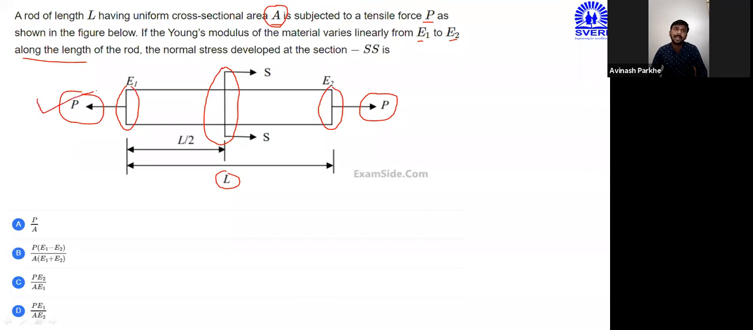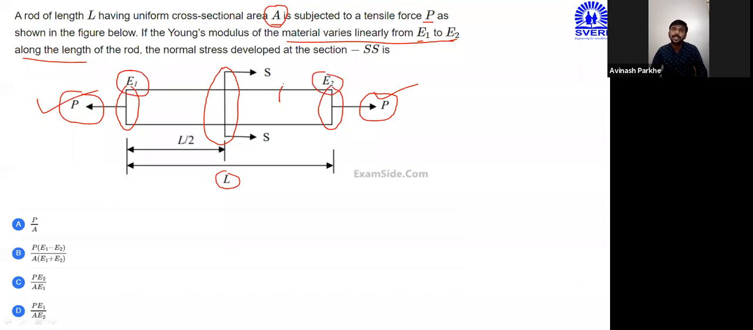One force is applied at the left side, another force is applied at the right side. And what they have mentioned is that the Young's modulus of the material varies from E1 to E2. If this total rod is made of a single material, then how is it possible to vary its Young's modulus from E1 to E2?